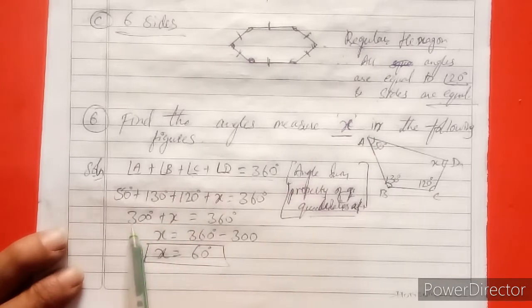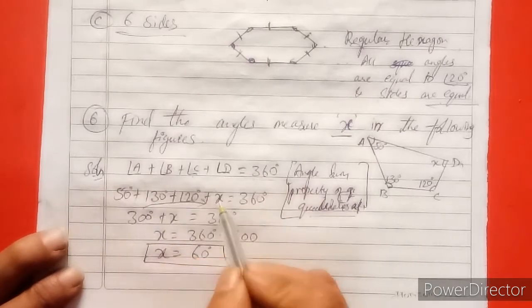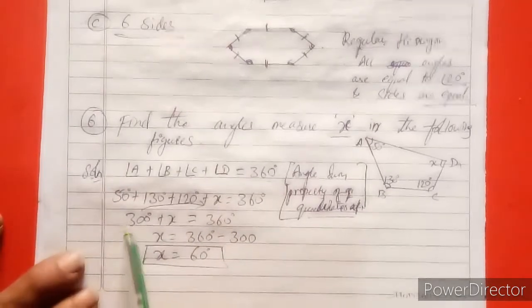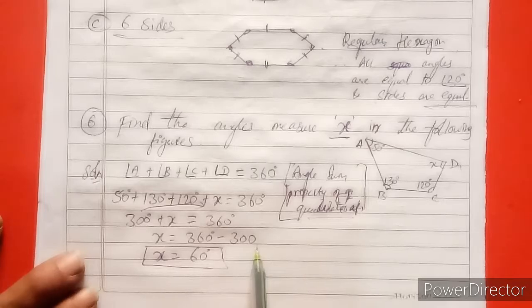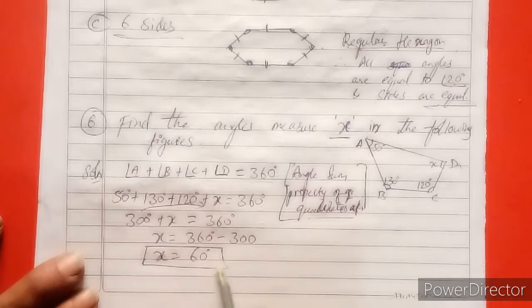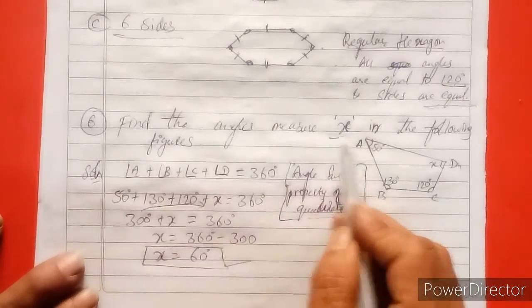In between there is a plus sign. If I transpose it from the LHS to the RHS, after the equals sign the sign changes, so plus becomes minus. So X is equal to 360 minus 300, which is X equal to 60 degrees. This is the value of X that we have got.